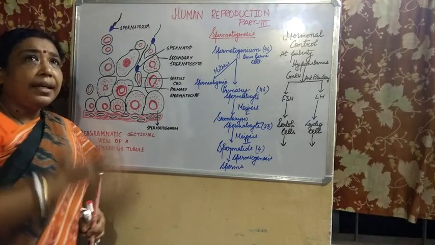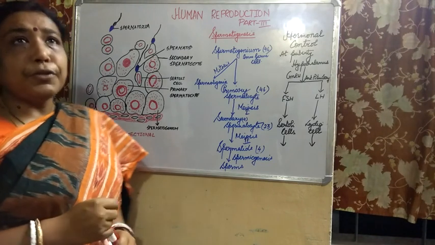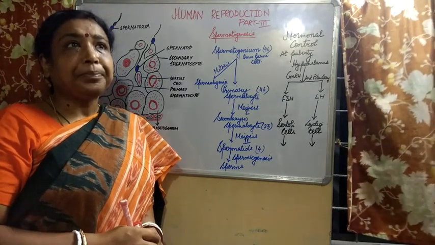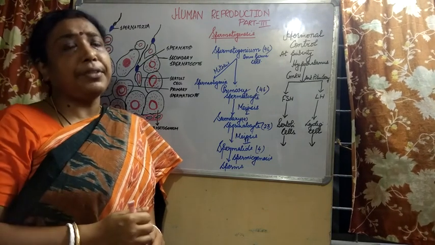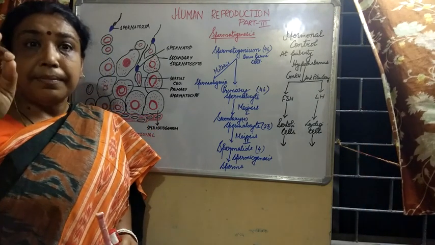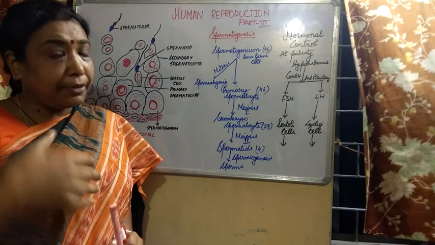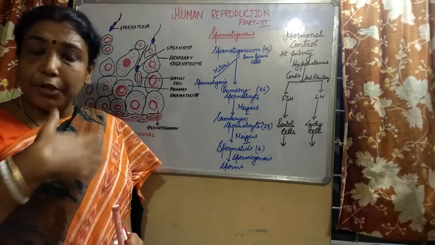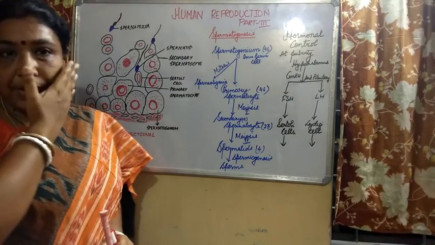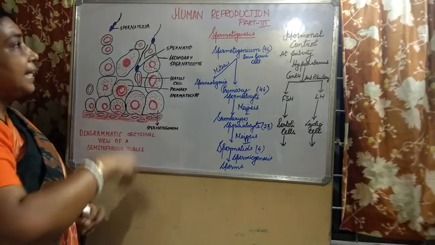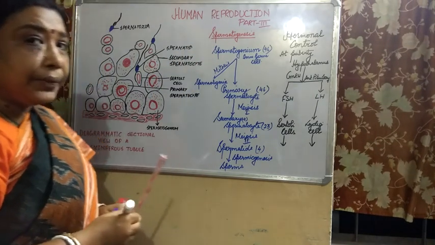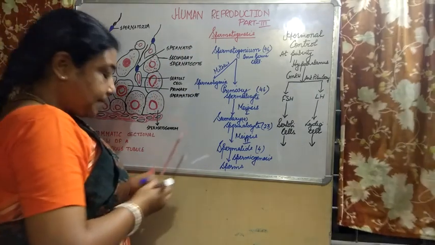So children, in part 1 and part 2 you saw the parts of the human male reproductive system and also the sectional view of the testis and the pathway through which the sperm travels all the way from the testis inside the abdominal cavity, then ultimately its ejaculation. Now, in the human reproductive system, that is part 3, we are going to deal with gametogenesis.